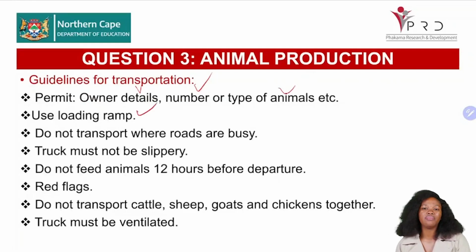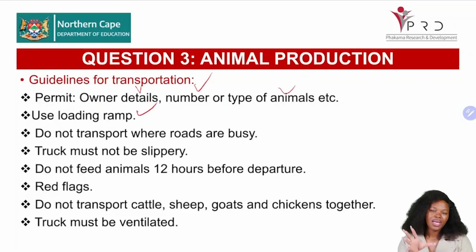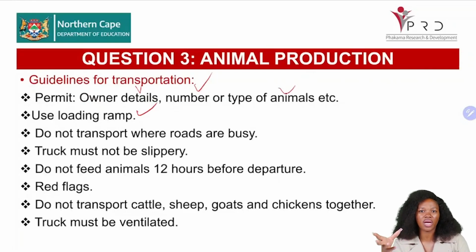The driver's license is also required as an important documentation, right? When loading the farm animals, use a loading ramp. Now, a loading ramp is a bit steep. It is connected to a crush that will direct the movement into a truck that will carry the farm animals.